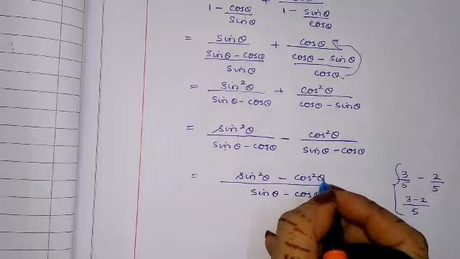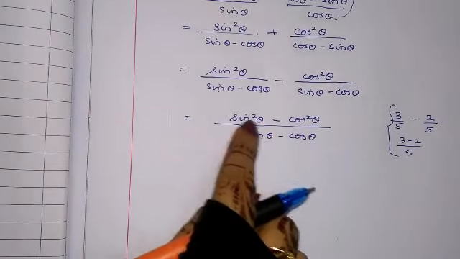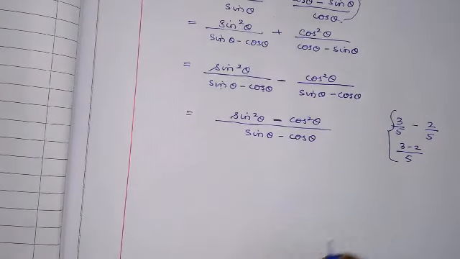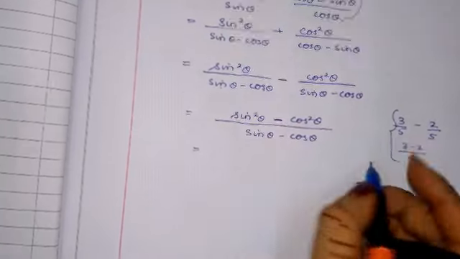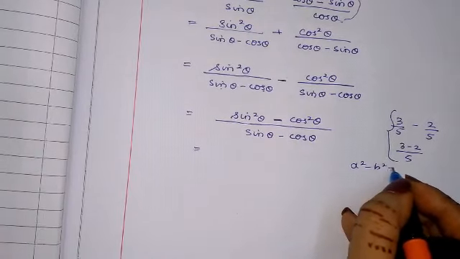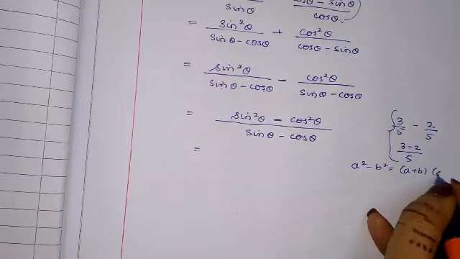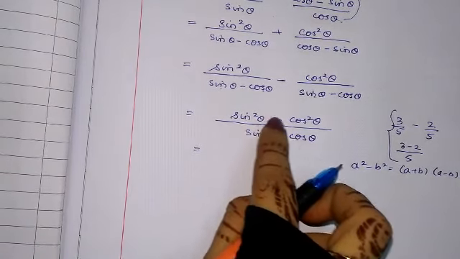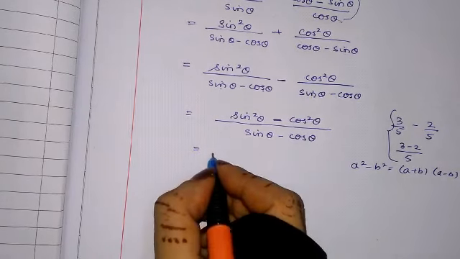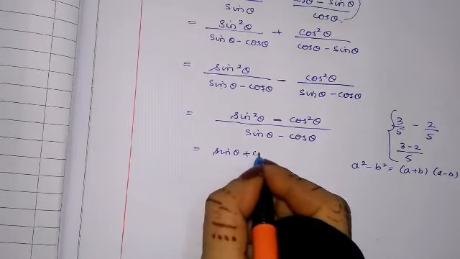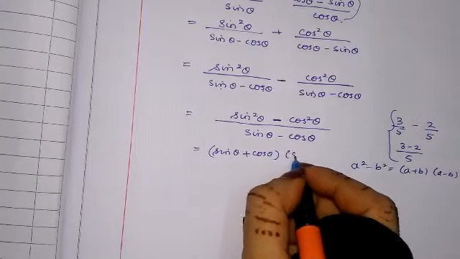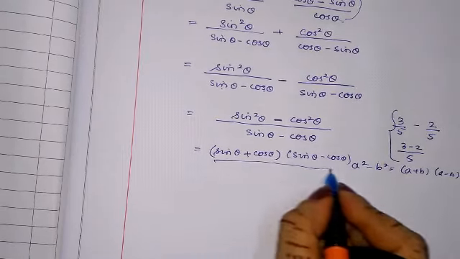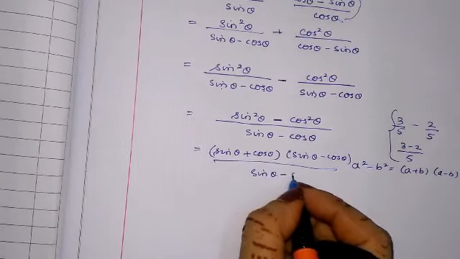Denominator one time I have written, and above we have to write sin square theta minus cos square theta. Now we know that sin square theta plus cos square theta is 1 according to identity, but the minus sign is here. So we know that a square minus b square is a plus b, a minus b according to the formula. So sin square theta minus cos square theta is sin theta plus cos theta, sin theta minus cos theta. One time plus, one time minus, upon the denominator as it is, sin theta minus cos theta.